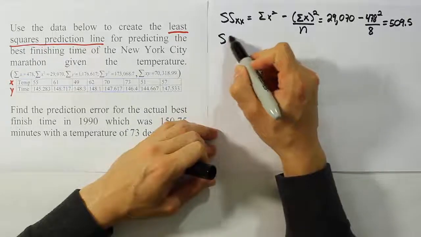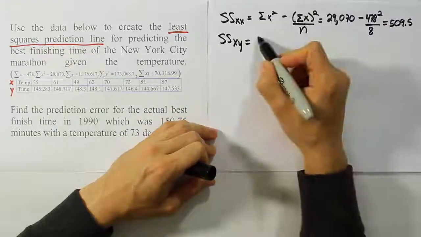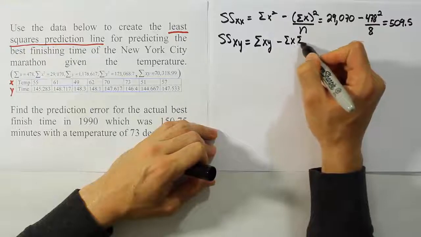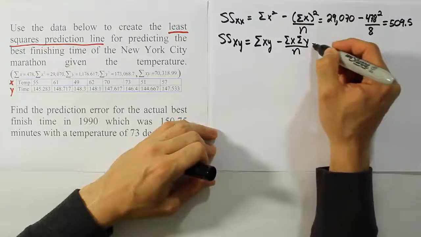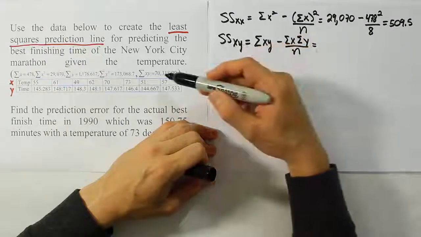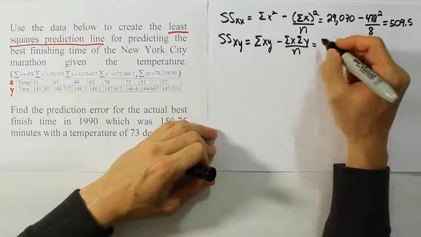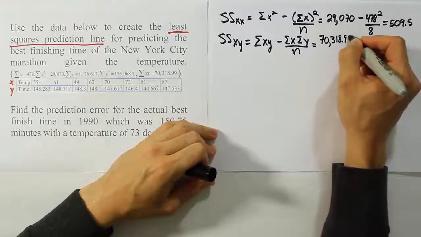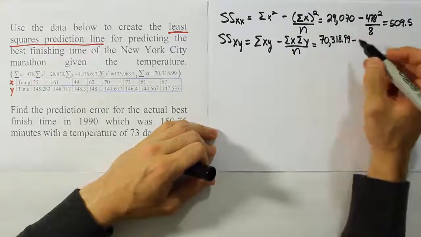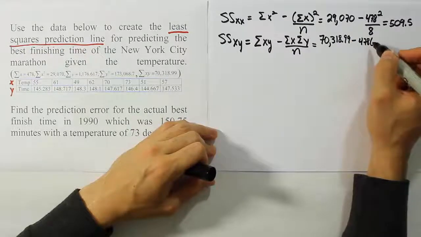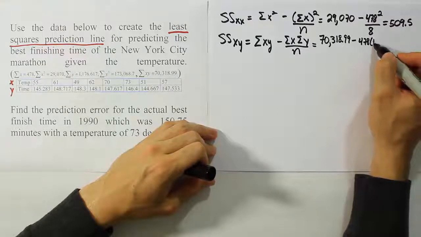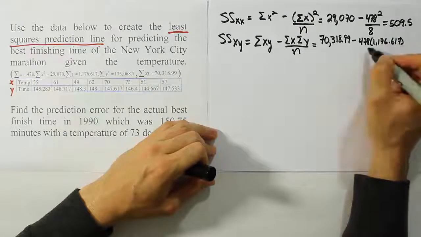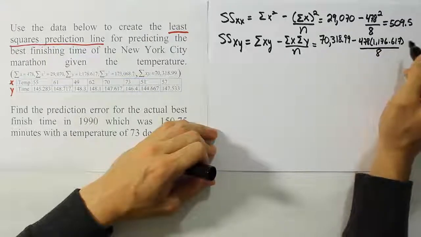Let's do the same thing for the xy value, right? So the formula is the summation of x times y minus the summation of x times the summation of y, all over n. So this quantity here is provided to us in the problem. That's very nice of them. It's 70,318.99. So 70,318.99 minus the summation of x, that's going to be 478, times the summation of y, which is 1,176.617, divided by 8, which is our number of ordered pairs there.